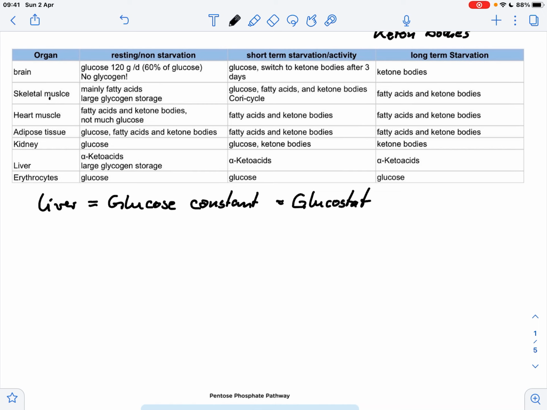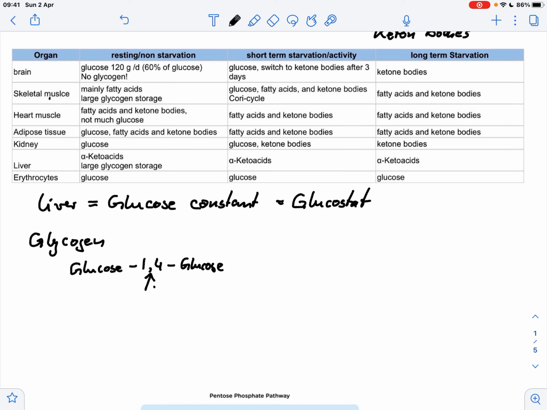And how does it do that? Well, let's go again through the glycogen breakdown. So we start with glycogen. The liver stores glycogen. And remember, glycogen is several glucose molecules, so we've got lots of these 1,4 glycosidic bonds. And we hydrolyze these bonds.